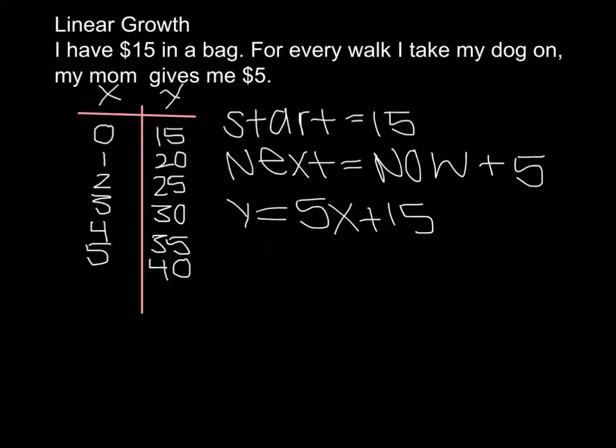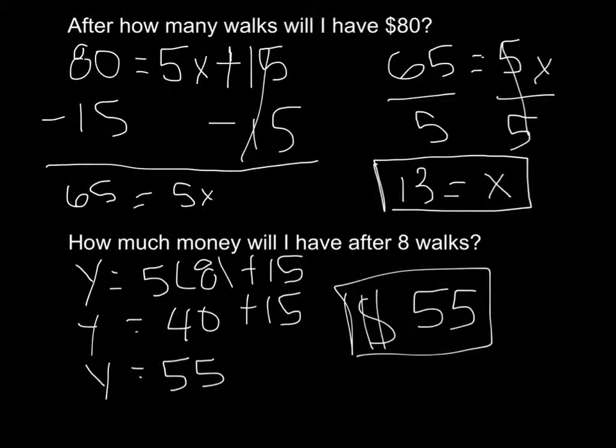And you use this to make the explicit equation by taking the 5 and putting it in front of the x and then adding 15 from the start. For the table, you just add 5. For the predictions, the first question is, after how many walks will I have $80?